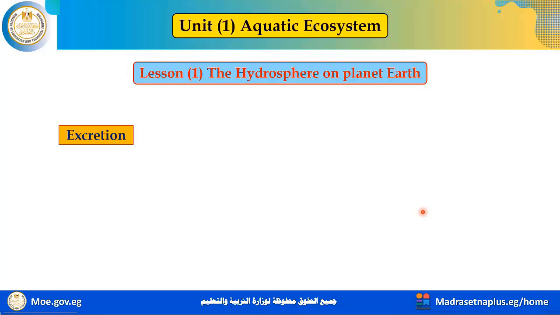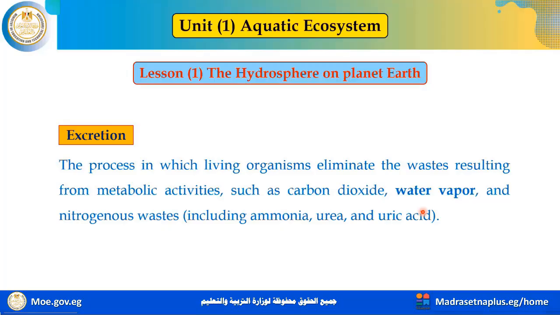Now let's define the excretion process. The process in which living organisms eliminate the wastes resulting from metabolic activities such as carbon dioxide, water vapor, and nitrogenous wastes, which include ammonia, urea, and uric acid.